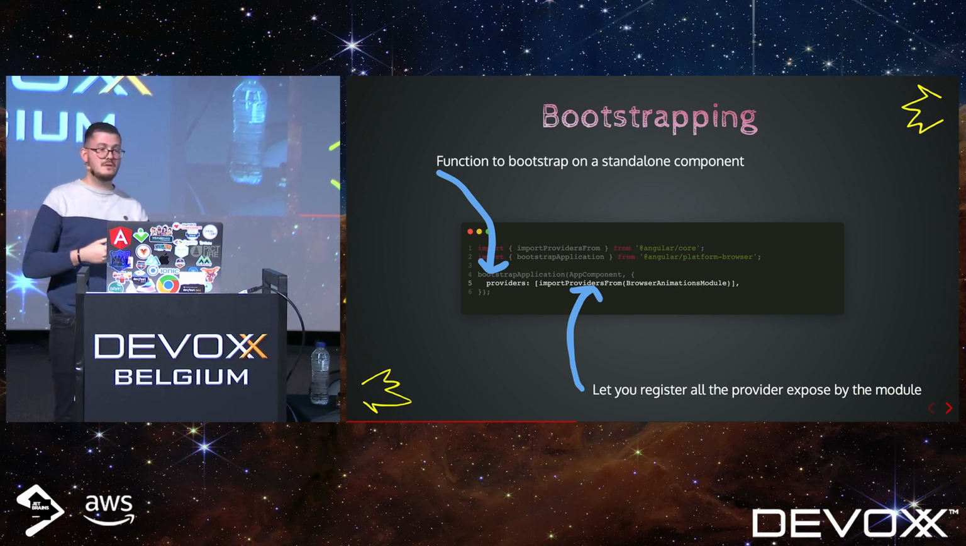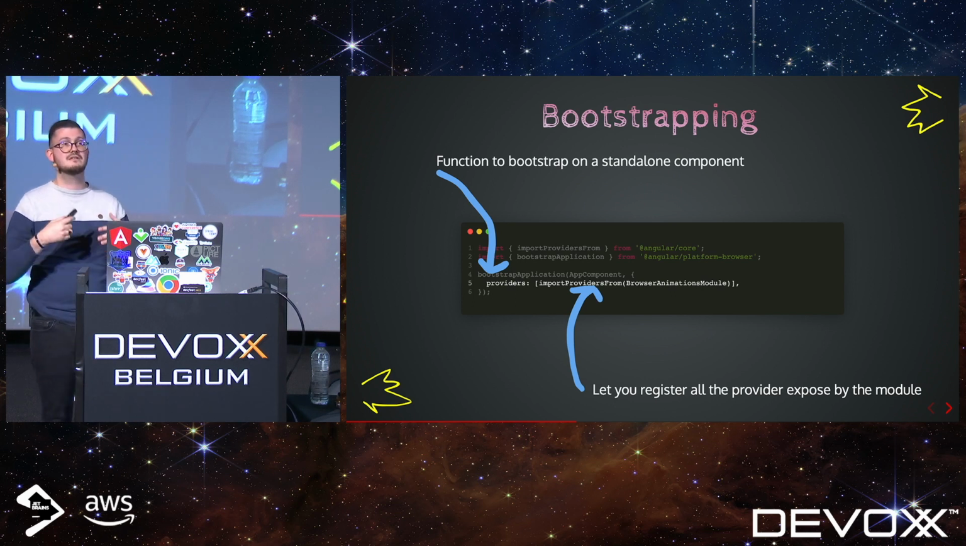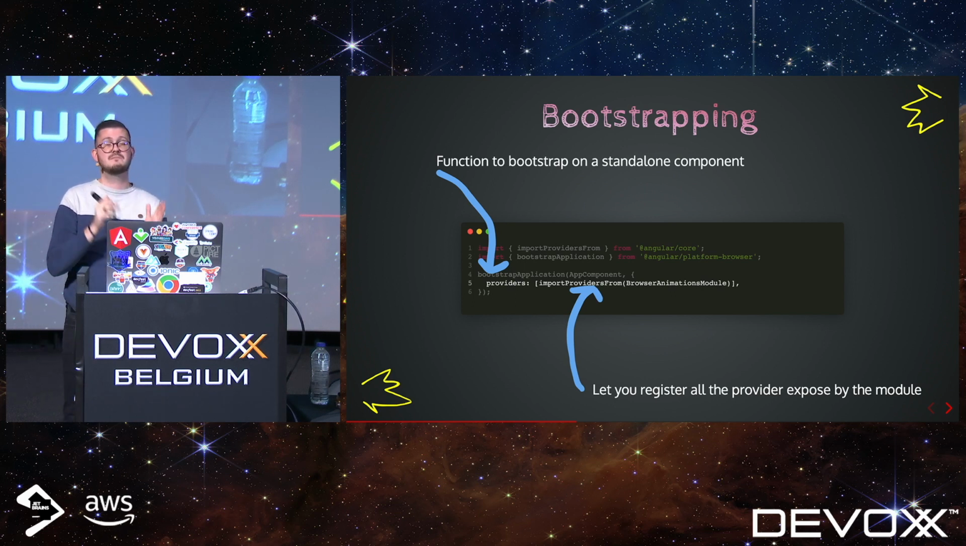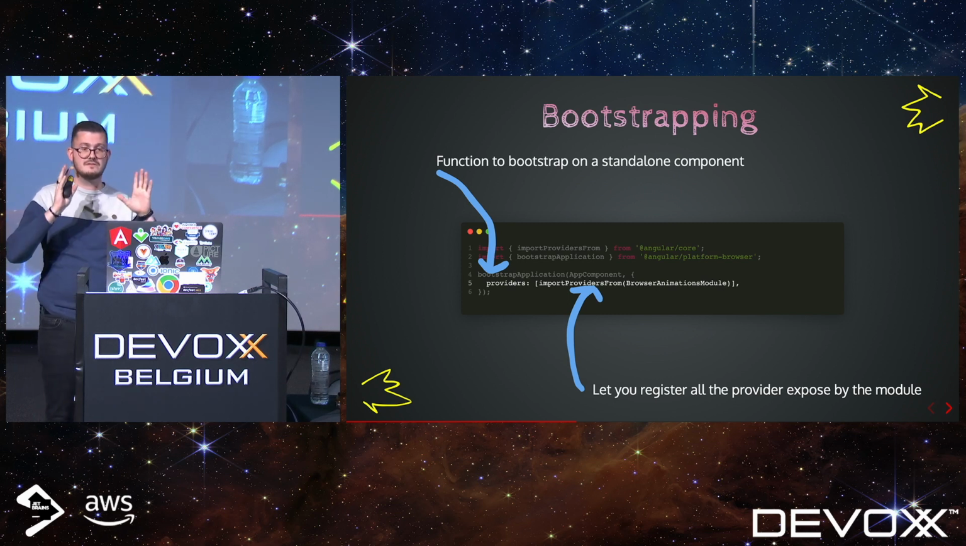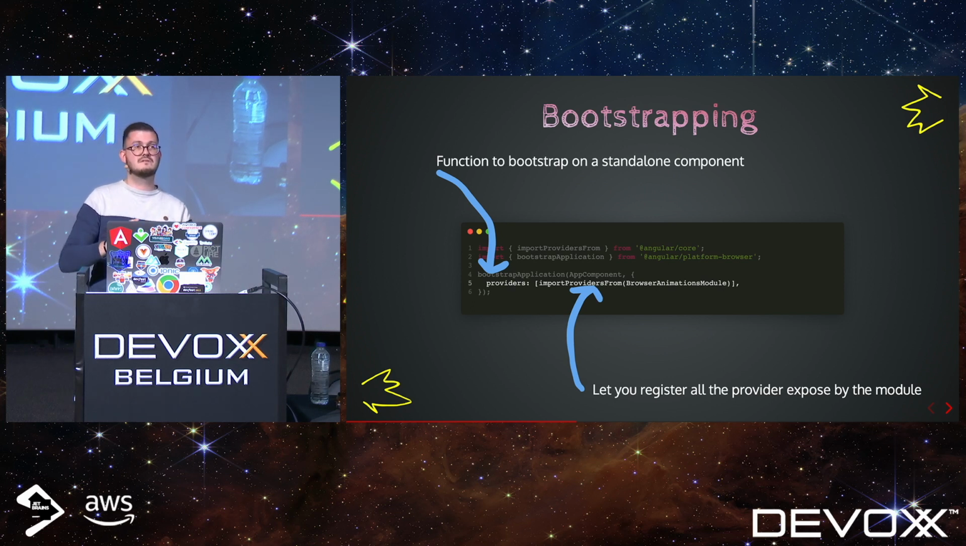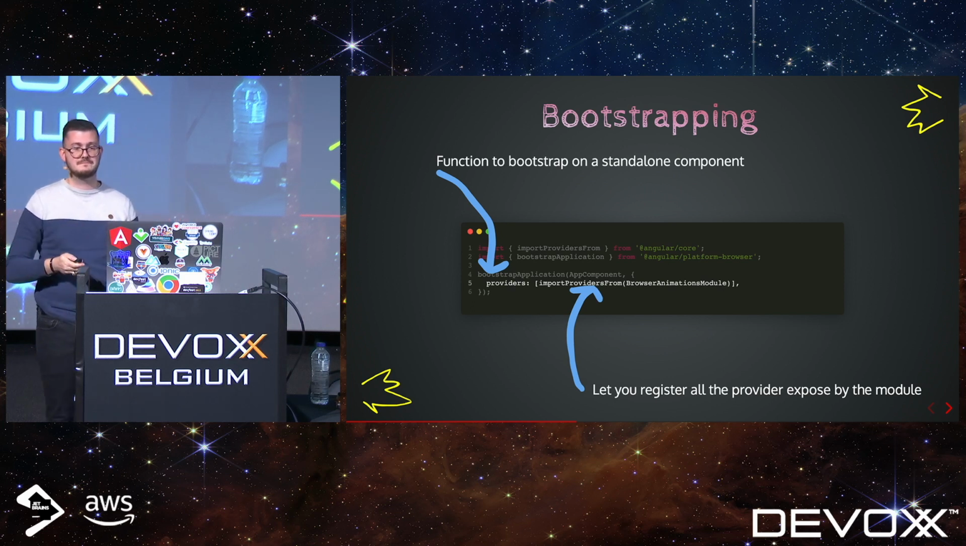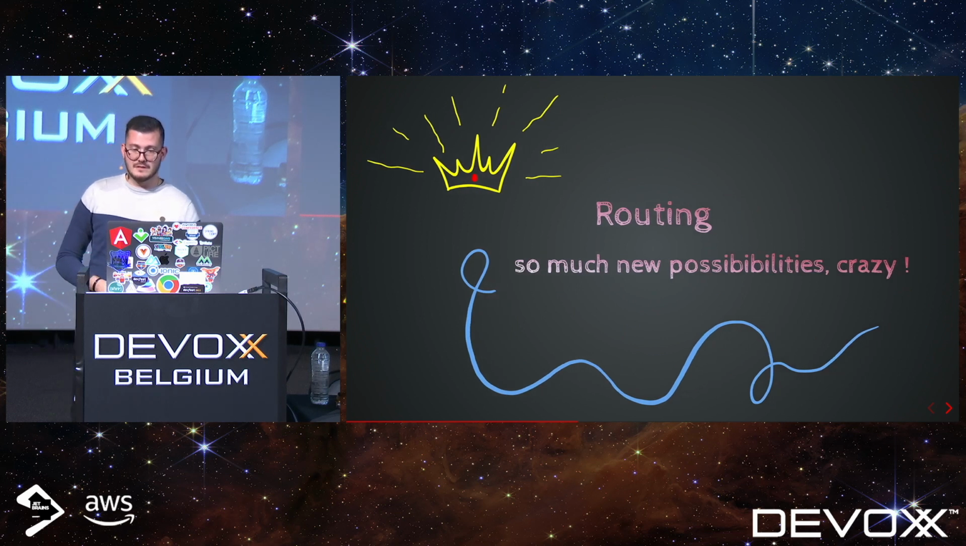So an example can be, if you want to register the HttpClient provider exposed by the HttpClientModule, a helper function could be maybe withHttpClient or provideHttpClient, okay? But this is just an idea. This function does not exist currently.